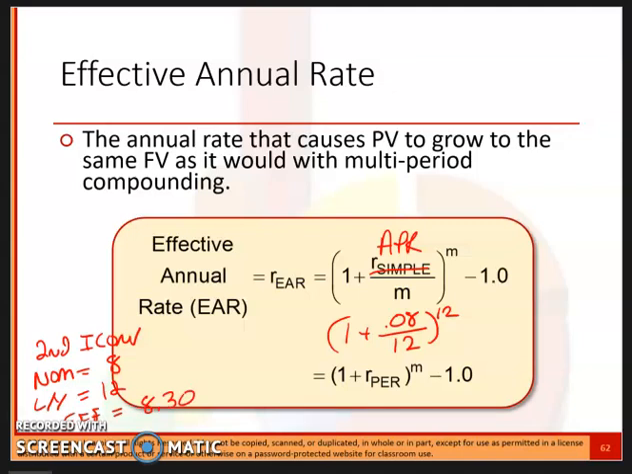So if we recall, if we have annual compounding, it's 8%. If we did quarterly, it was 8.24%. Monthly was 8.30, and daily was 8.33%. So basically what it's saying is any compounding is far superior to annual compounding, when we're talking about investments.